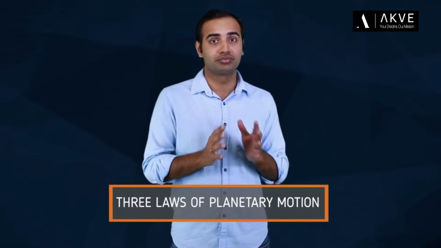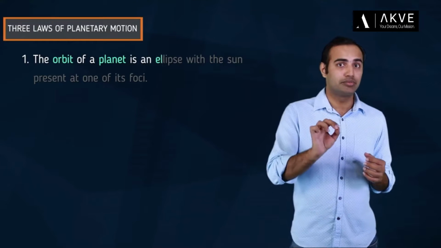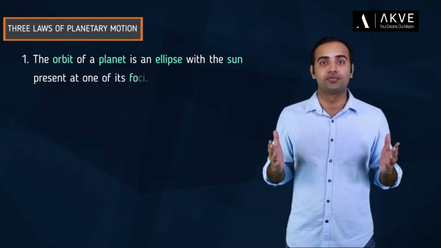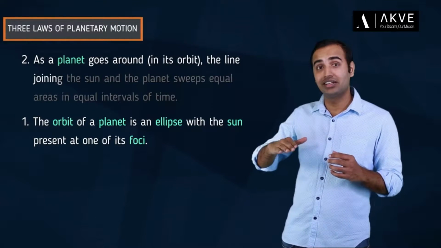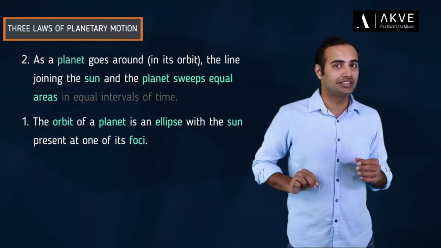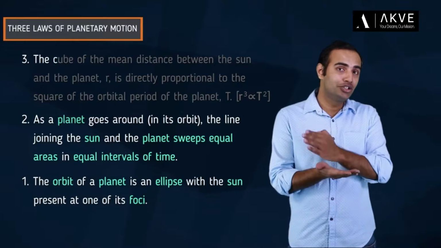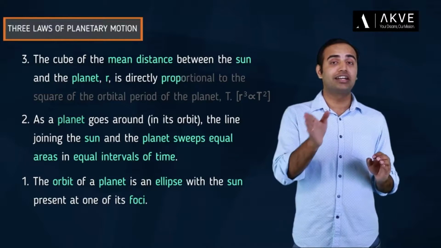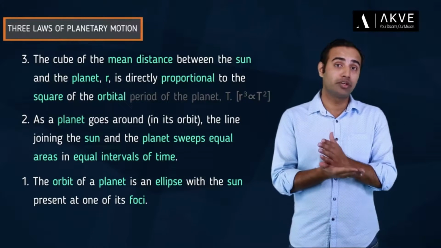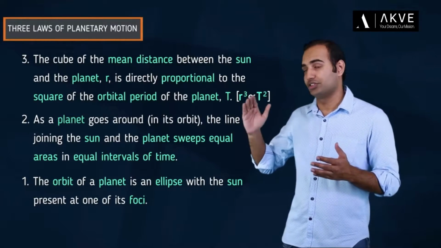So guys, let's begin by talking about the 3 laws of planetary motion given by Kepler. The first law says that the orbit of a planet is an ellipse with sun present at one of its foci. The second law says that as a planet goes around, the line joining the sun and the planet sweeps equal areas in equal intervals of time. Finally, the third law says that the cube of the mean distance between the sun and the planet, small r, is directly proportional to the square of the orbital period of the planet, capital T. So the third law says that r cube is proportional to T square.